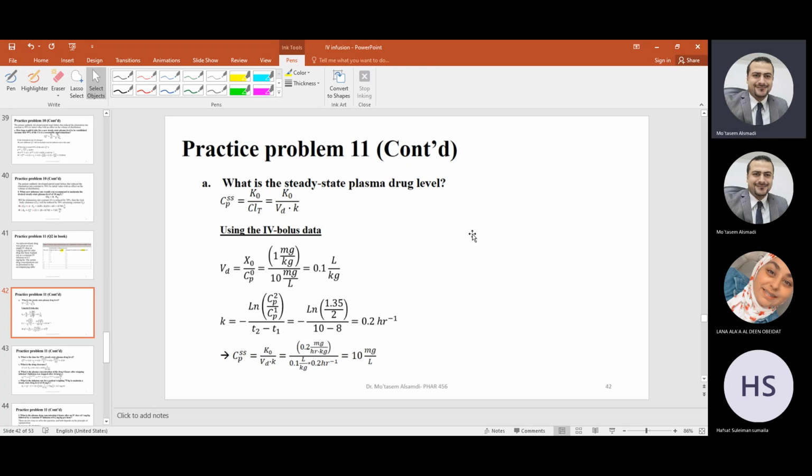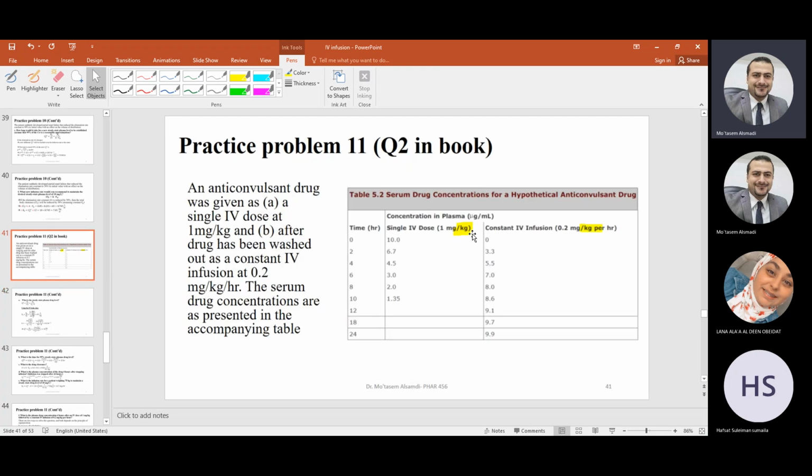But what are the units? Liters per kilogram, because we have used the dose normalized by kilogram. So now we know the VD. What's the next step to get the K? To get the K, you can use any pair of these values. You can use the first with the second, with the third, with the fourth, whatever. Because you have a one compartment model, the slope is the same, that will not change. So you can use any 2 points to get the value of the K.